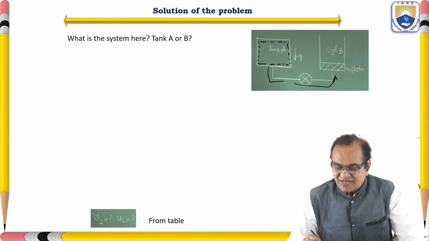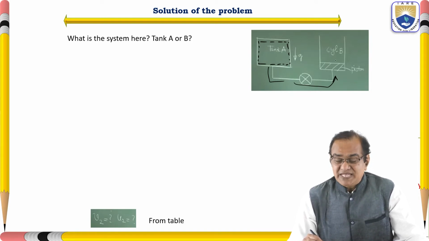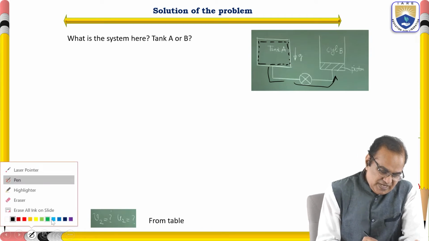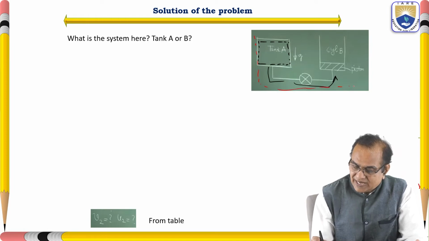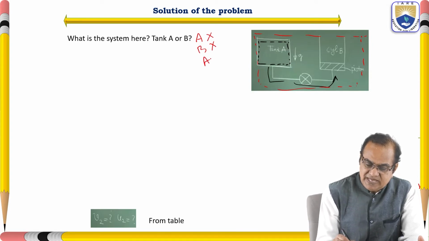If we take individually this tank B, the piston is rising, the volume and the mass are increasing. So this cylinder B is also not a system. So what is the system? The actual system will be from here, total A plus B. A is not the system, B is not the system, A plus B is the system.